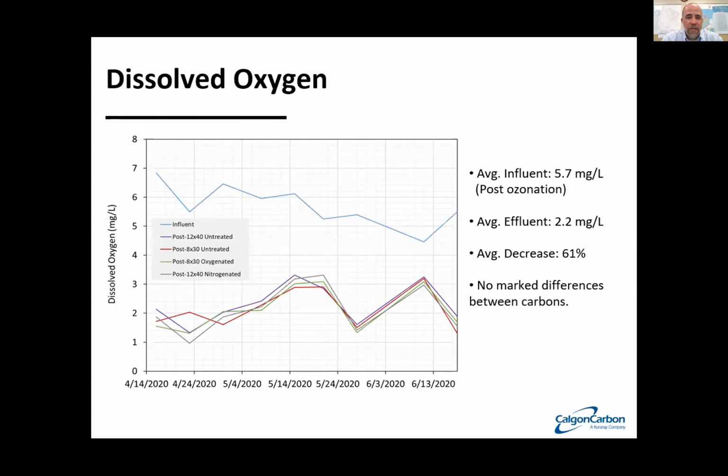Finally, dissolved oxygen, we saw a pretty steady state removal of DO through the pilot columns. This would suggest that they are operating aerobically, and also would support that we would have a relatively fast process through that system, given that aerobic degradation is almost always faster than any anaerobic process. Average decrease about 61%. Here, no marked differences between the carbons are visible.